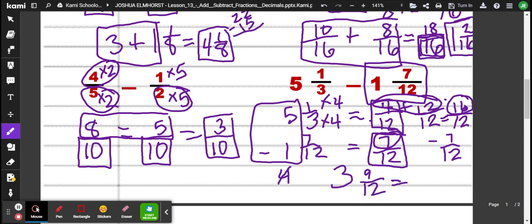Put it back with the whole number that was left over. This is a correct answer, but it's not quite simplified. Divide by 3, divide by 3. You're going to end up with 3 and 3/4 simplified.